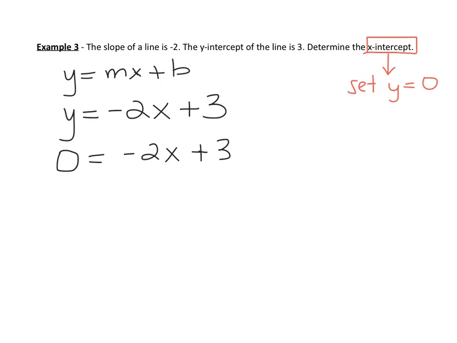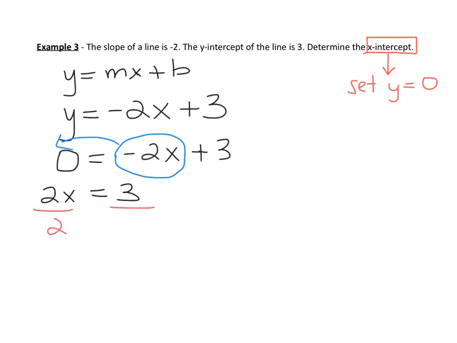So to do that, I'm going to start by separating my terms, and I'm going to take this negative 2x and bring it over to the left-hand side. If you really wanted to, you could choose to take this positive 3 and move that instead over to the right-hand side. So I would be left with positive 2x equals 3. And to isolate or solve for x, I'm going to have to divide both sides by 2.